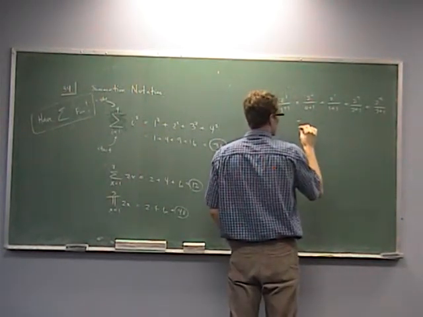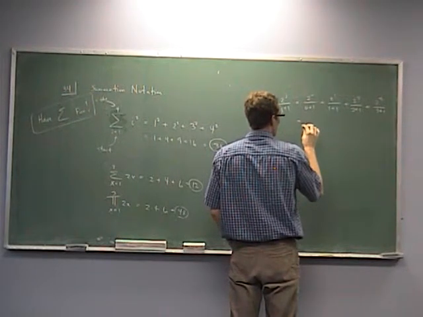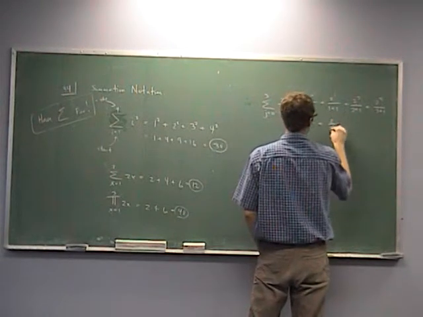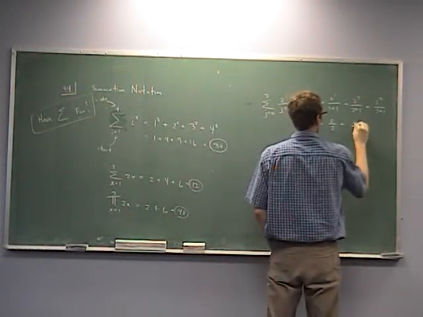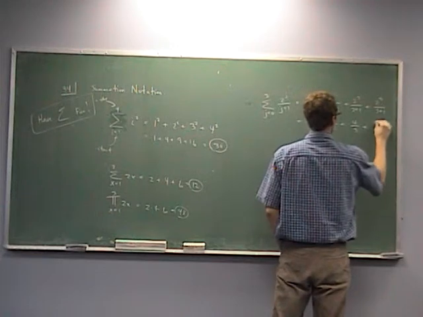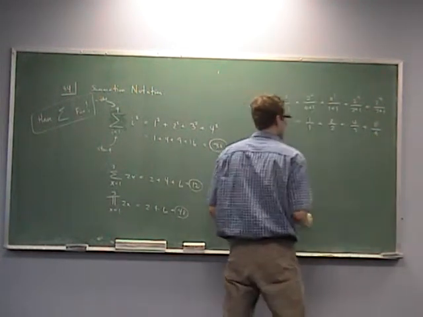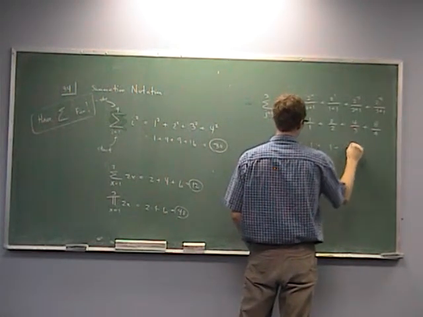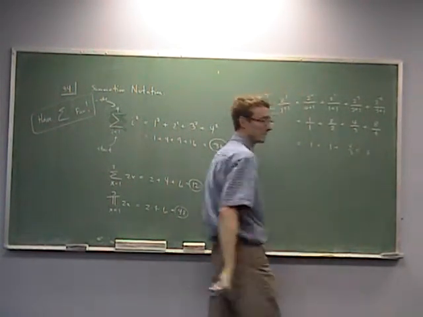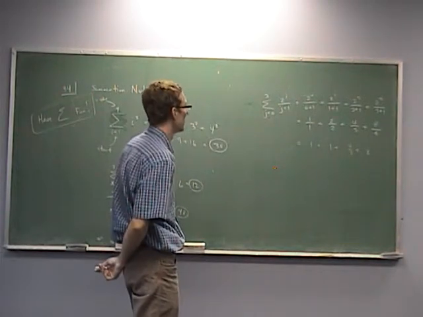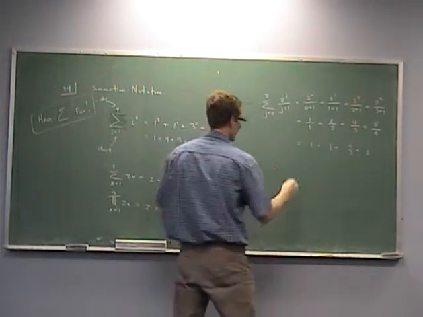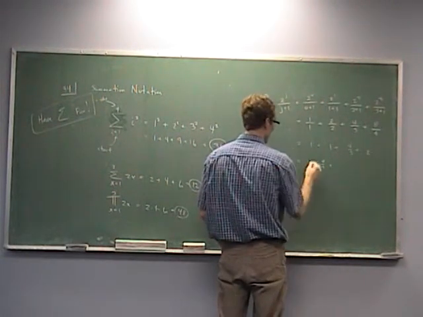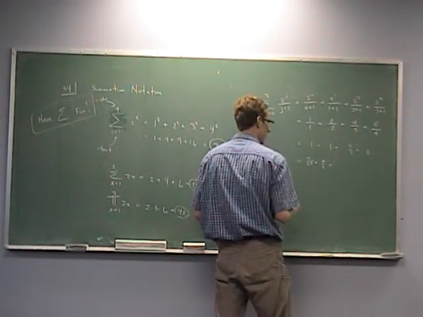Two to the 0 is 1. 0 plus 1 is 1. 2 to the 1 is 2. 1 plus 1 is 2. 2 to the 2 is 4. 2 plus 1 is 3. 2 to the 3 is 8. 3 plus 1 is 4. So it's basically 1 plus 1 plus 4/3 plus 2, which is like 4 plus 4/3, which is 16/3.